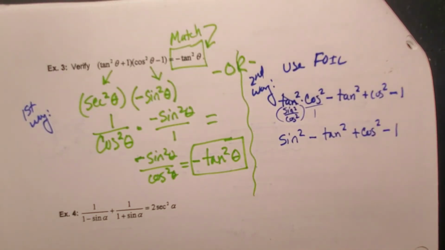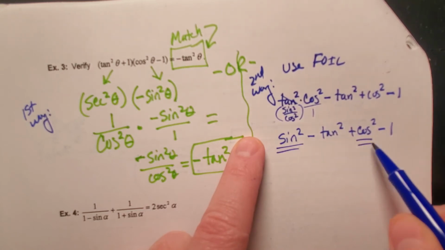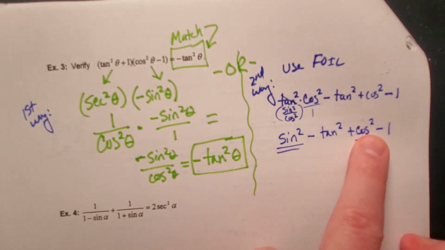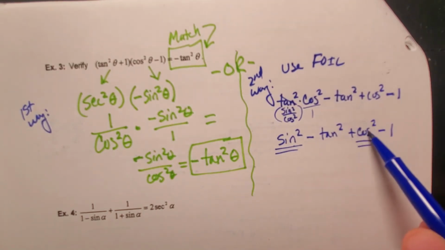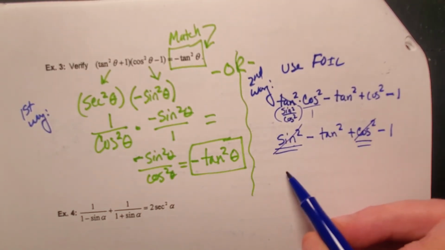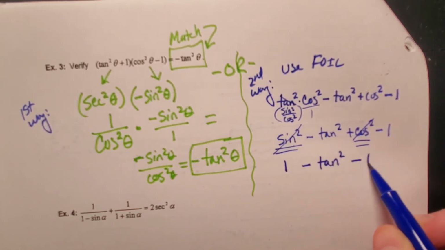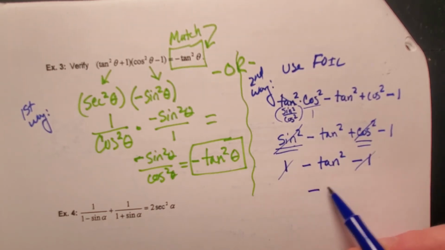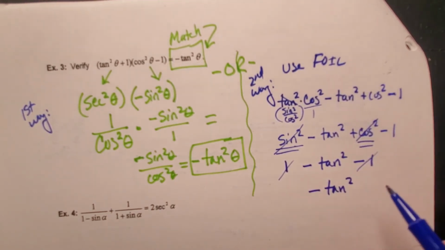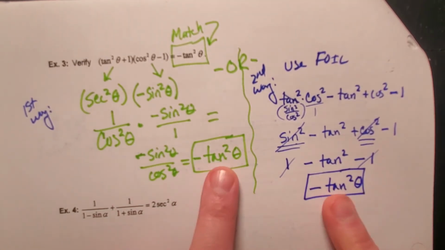And we just had this happen on the previous example problem. But anytime you get sine squared plus cosine squared, like I could rearrange this, I can take cosine squared, put it out in front, add it. Sine squared plus cosine squared, we know that equals 1 minus tan squared minus 1. And then you have 1 and a negative 1, and they cancel out, and you're left with negative tangent squared. Put theta back in there. So there's two different ways to verify it.